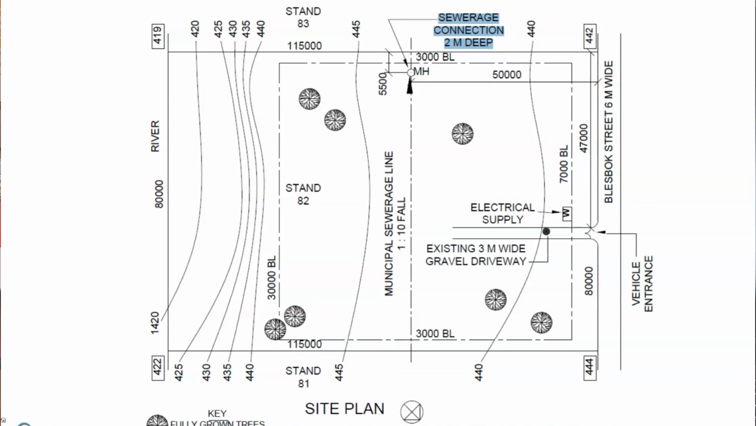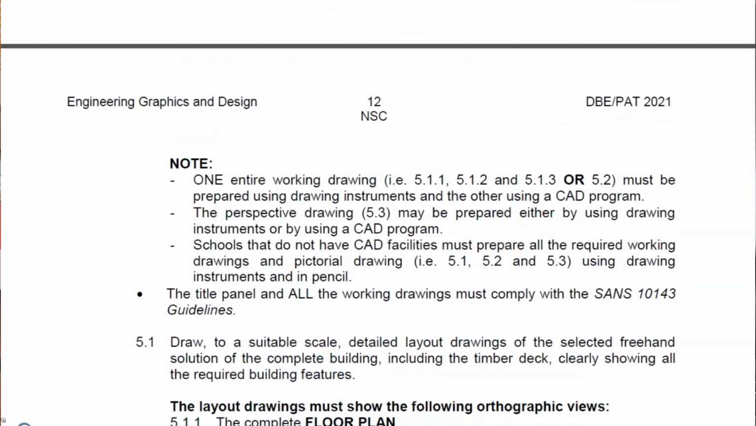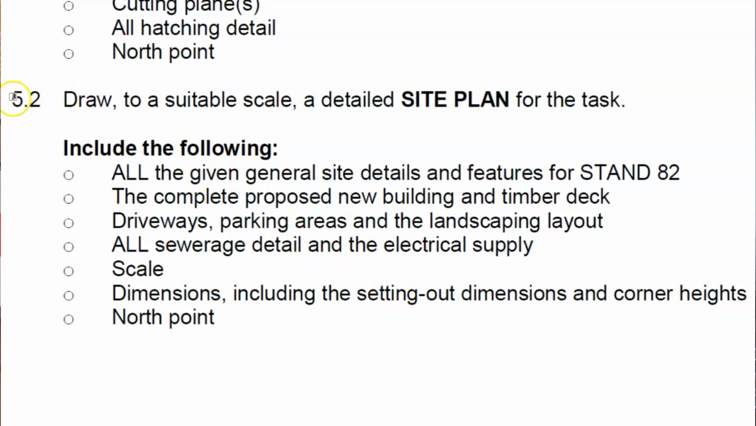Let's quickly go down to the actual question. Okay, we've jumped down here to 5.2 on page 12 of your PAT document, where it specifies what is required with regard to that site plan. Okay, first of all, it must be drawn to a suitable scale. All right, and I'm going to explain that in a moment. Include the following: all the given general site details and features for stand 82. That's the features, the details that we just discussed on the given site plan.